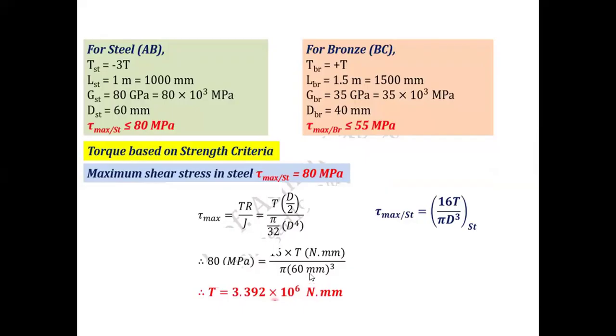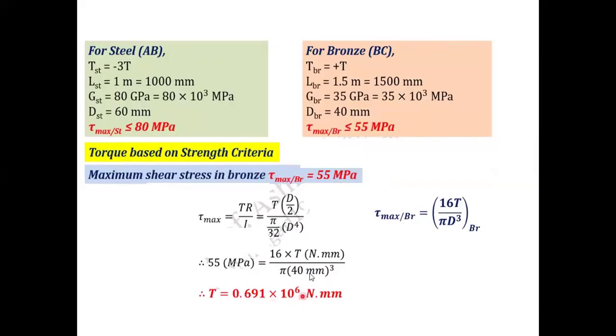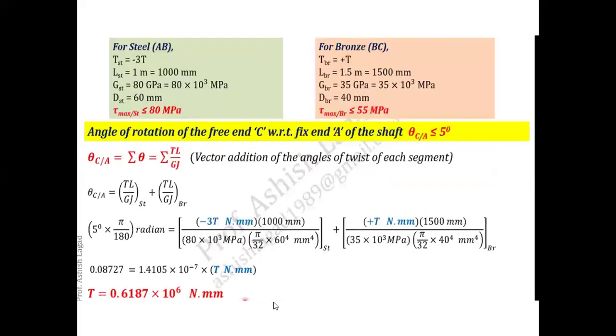Okay. Similarly for bronze, what we have for bronze, we have that tau value TR upon J, that is 16T upon pi d cube. So tau is 0.55 megapascal is equal to 16 into torque upon pi into diameter 40 mm cubed. So you can get that torque value 0.691 into 10 raised to 6 Newton mm. Okay. Now overall value at steel we have minus 3T, at bronze we have plus T value. So what we can write?